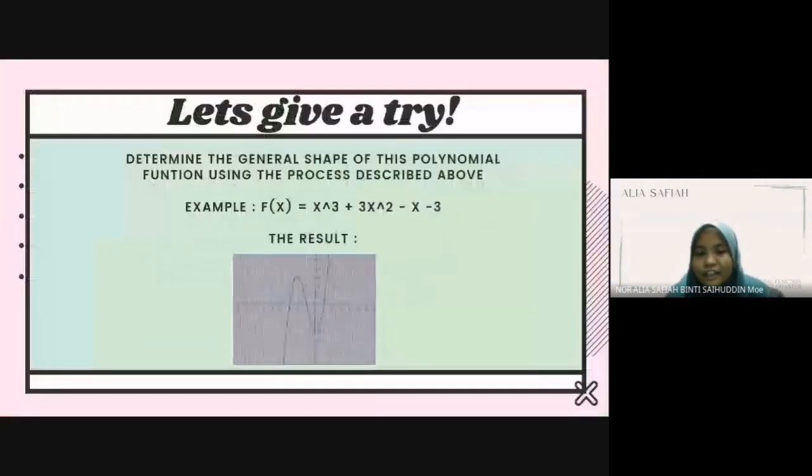Let's give it a try. Determine the general shape of this polynomial function using the process described above. For example, f(x) equals x to the power of 3 plus 3x to the power of 2 minus x minus 3, and the result we will get is a graph shape like this, and this will be the shape of our roller coaster.